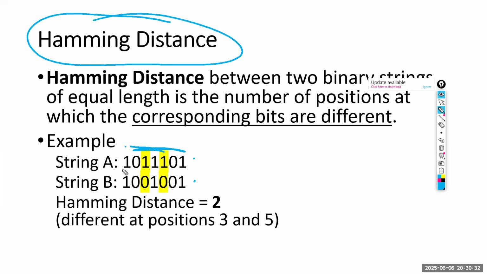Say if this is my original data and this is my newly received data, you can see this one is not changed. Zero is not changed. One has changed to zero. This is not changed. This one has changed to zero. These are not changed. So how many bits are changed? Two. Therefore the Hamming distance is two. Simple as that. So this question is regarding that.